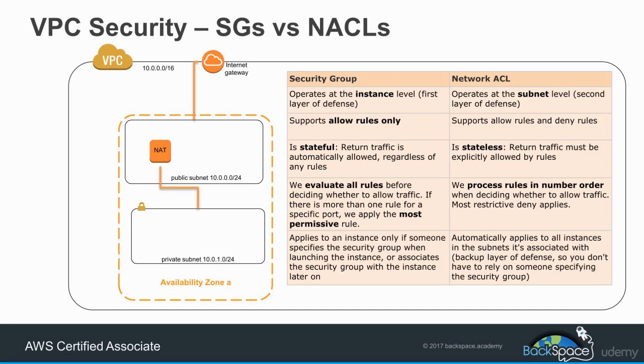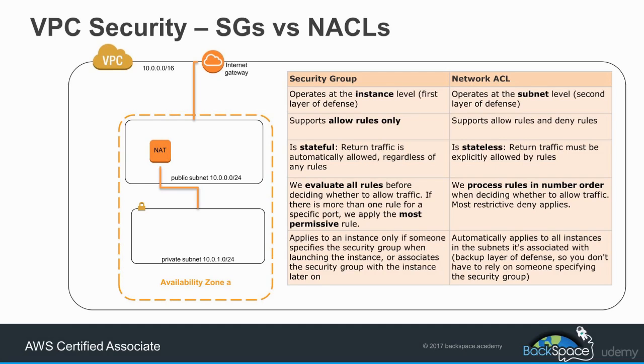If there is more than one rule for a specific port, it will apply the most permissive rule. This needs to be clear: we're talking about the most permissive, not the most restrictive. Because we're supporting allow rules, if something allows a lot, that will prevail over something that allows a little. It applies to an instance only if someone specifies that security group when launching the instance, or associates the security group to the instance later, after it's been running.